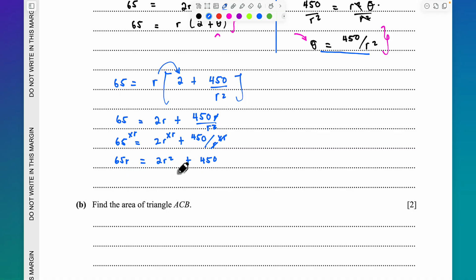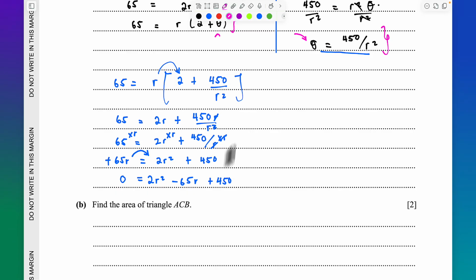So I have run out of space completely here. In the quadratic equation, we need to make sure we have everything on one side. So this 65r has to come to this side, so this is going to turn into 2r squared. I almost made a mistake. I almost made that plus. But remember, it was plus on this side. When it crosses over the equal sign, it becomes minus 65r plus 450, right?